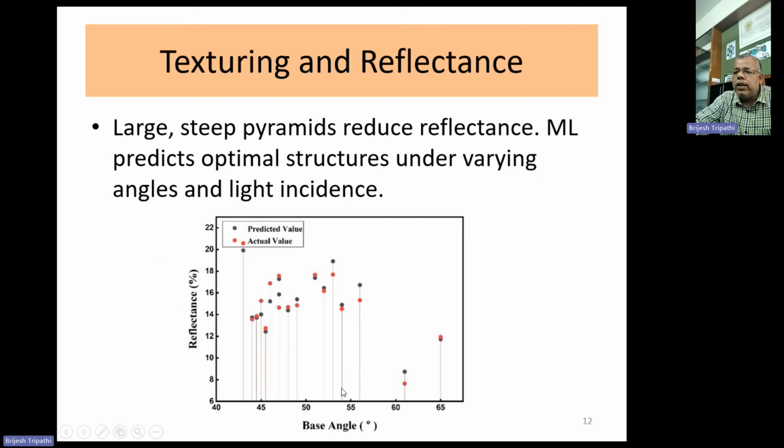We can see that there is a critical insight from this study: if the pyramids are steep, they will show minimum reflectance. But there is an optimal value in terms of whether we can manufacture easily in the production line a given pyramid or its steepness or its angle of steepness.